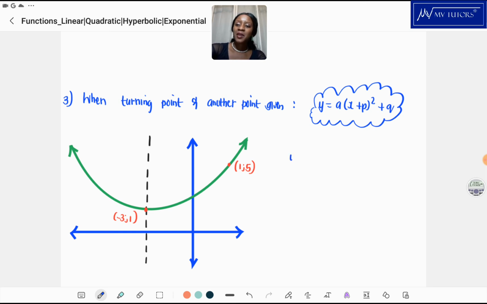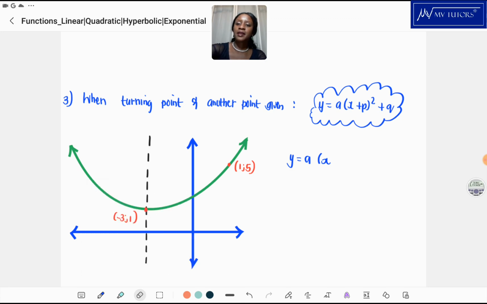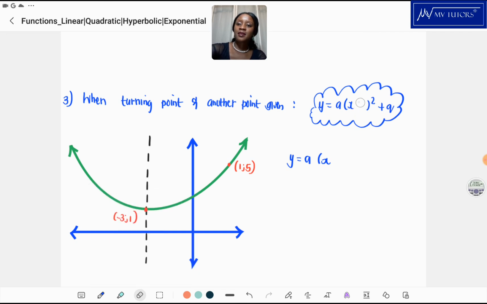All right, so we have y is equal to a, and I have x plus p. I actually like using, it's really up to you, but I like using the form x minus p, not x plus p. The one that's actually given in the formula sheet is x minus p. All right, so x minus p. So what we have here, x minus p is equal to minus 3.